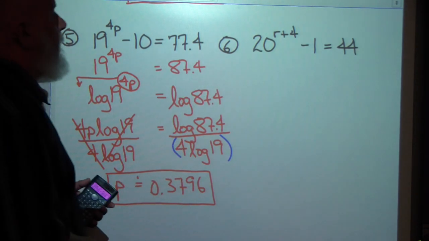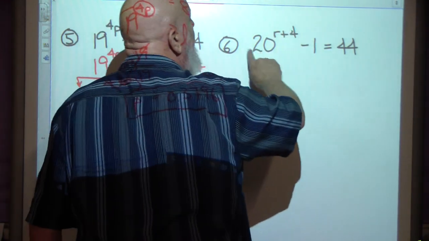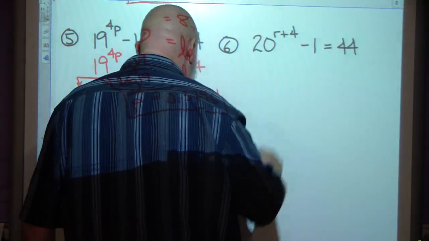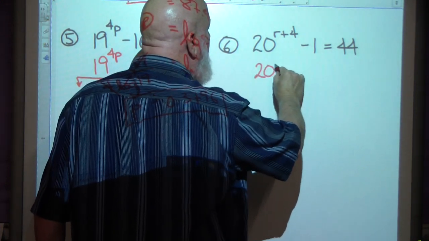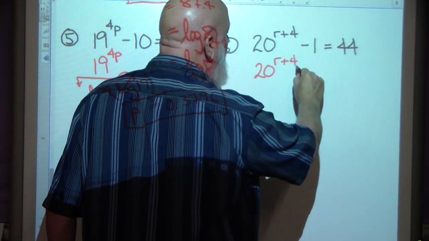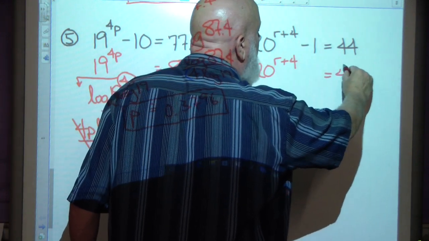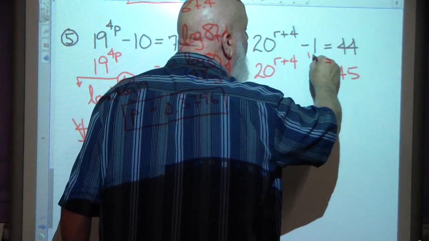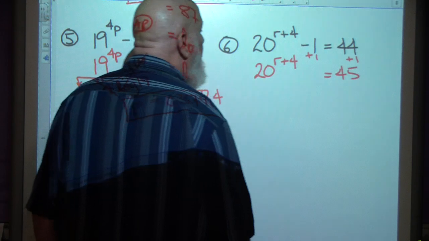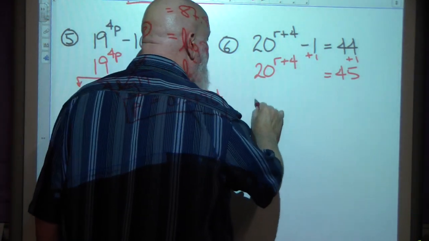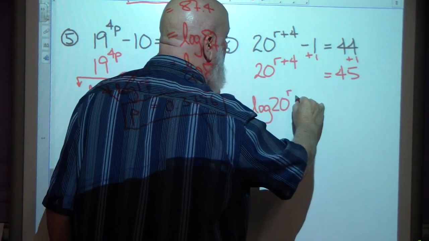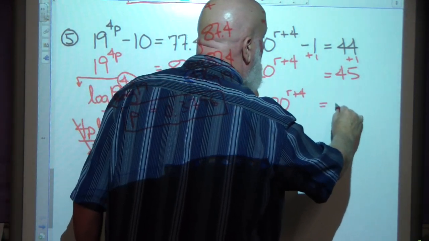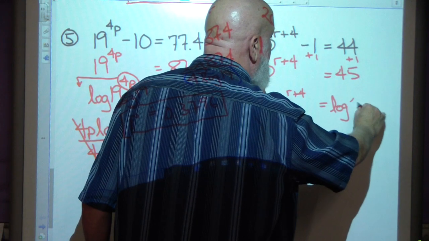Alrighty, and the last one. I want to isolate this term that has the variable and the exponent, so I want to add 1 to both sides. I'll do it in my head. 20 to the r plus 4 power equals 45. I just added 1 to both sides. I'll go ahead and show it. Now I'm going to take the log of both sides simply by writing the word log next to them. There, I've taken the log of both sides, just that simple.